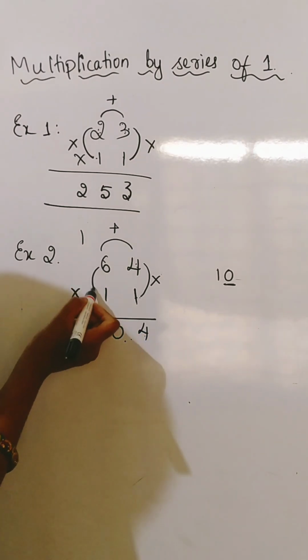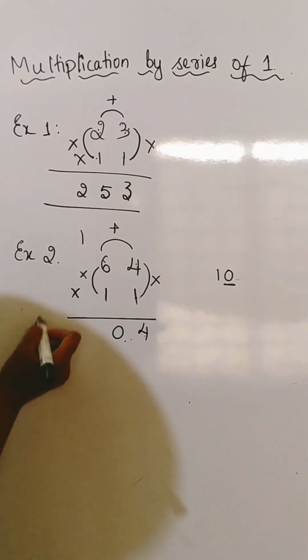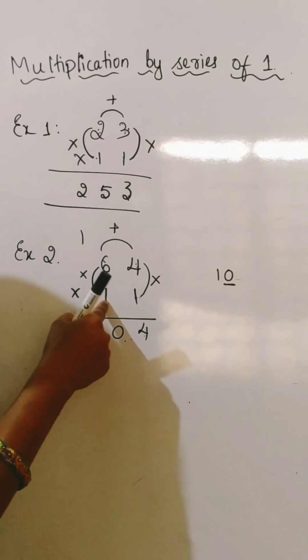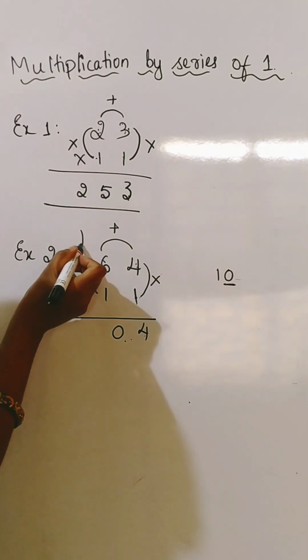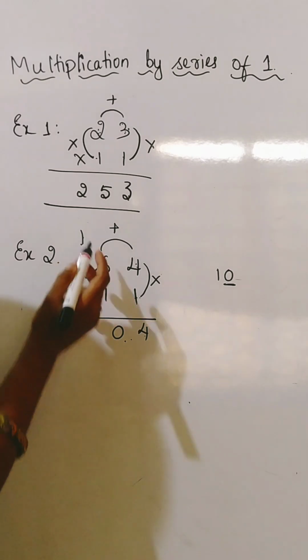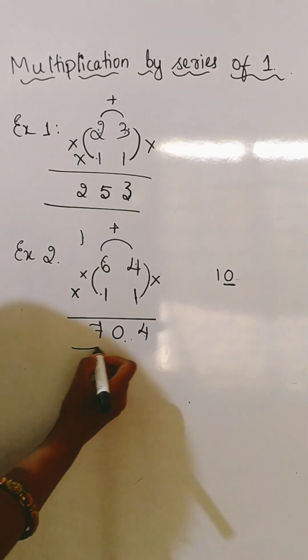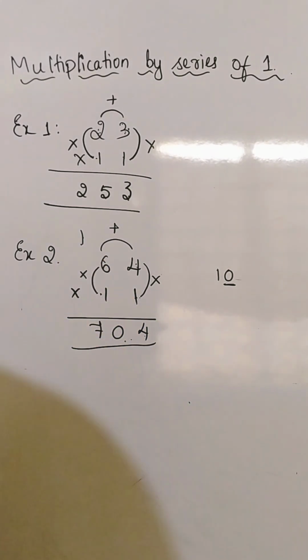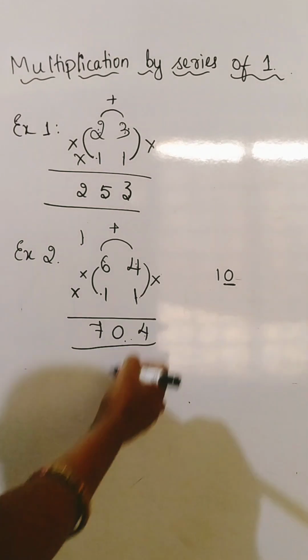And these two numbers, that's the procedure. 6 ones are 6, and this carry you have to add. 6 plus 1 is 7. See, within a single step you will be getting the answer. This is how multiplication by series of 1 will help you in solving 2-digit numbers.